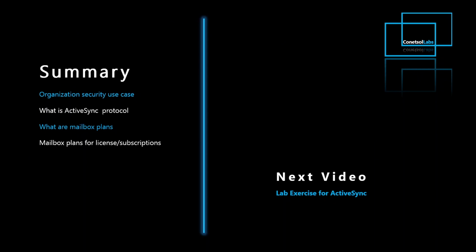Here is the quick summary of what we have learned in this episode. We need to implement the organization use case to prevent users from accessing organization emails from mobile devices or outside the organization, using Outlook Web Access. We have also gone through the ActiveSync protocol and mailbox plans for subscriptions or licenses.